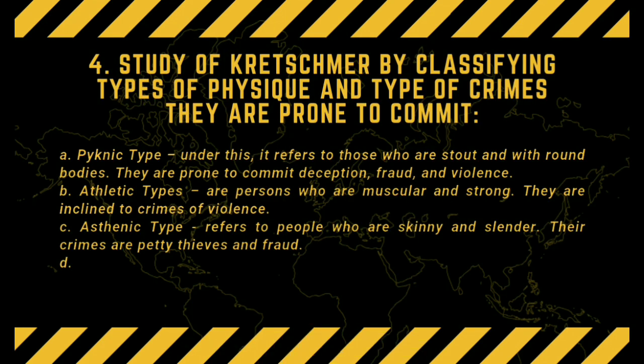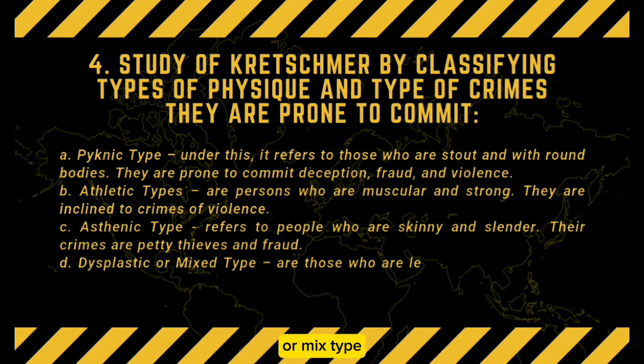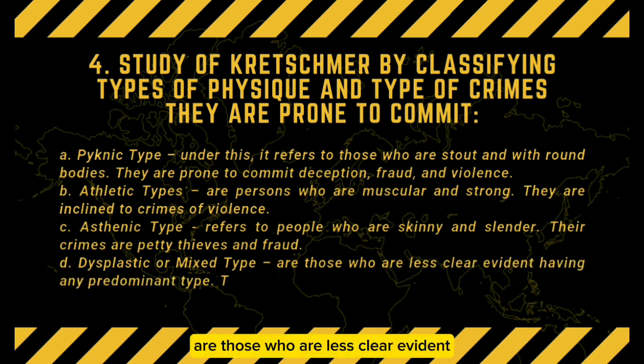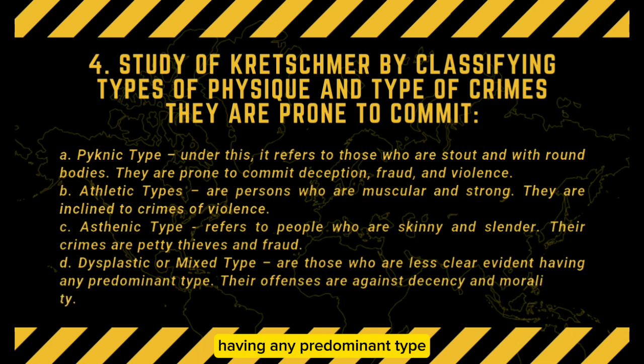D. Dysplastic or mixed type are those who do not clearly show any predominant type. Their offenses are against decency and morality. This, as the name suggests, is a mixed type and doesn't have an exact type; it is neither skinny, nor muscular, nor tall. This type is an unusual kind of individual that features a variety of characteristics but usually tends to be introverted or have an isolated nature. These types commit offenses opposed to decency and morality, such as disturbance of peace.